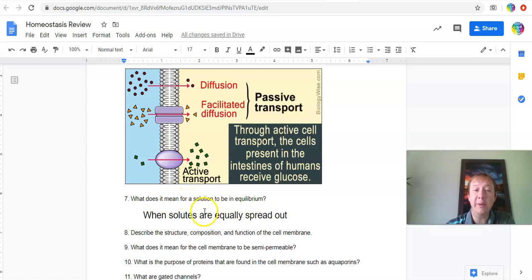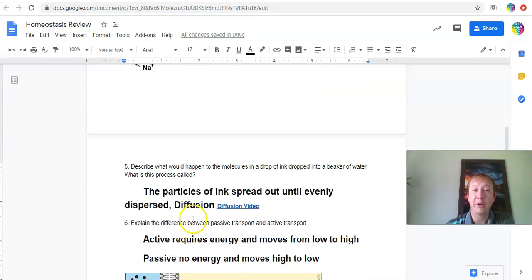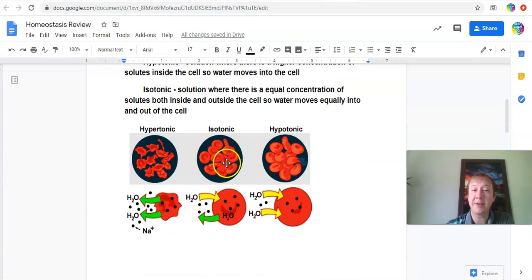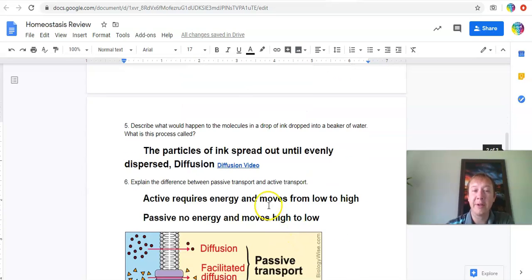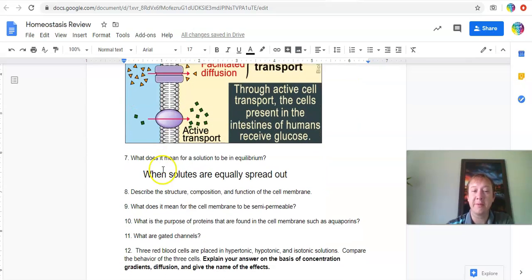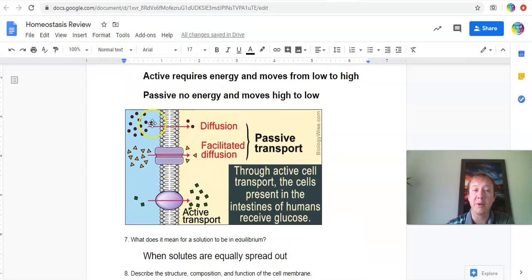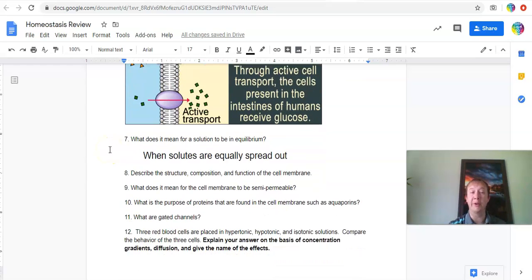Equilibrium is just when solutes are equally spread out. Looking at an example, an isotonic solution is in equilibrium because they're equally spread out. We have 4 outside, 4 inside. Whereas hypertonic and hypotonic solutions are not equally spread out. So equilibrium is when basically everything is equal. When both sides are equal to each other, it is in equilibrium.